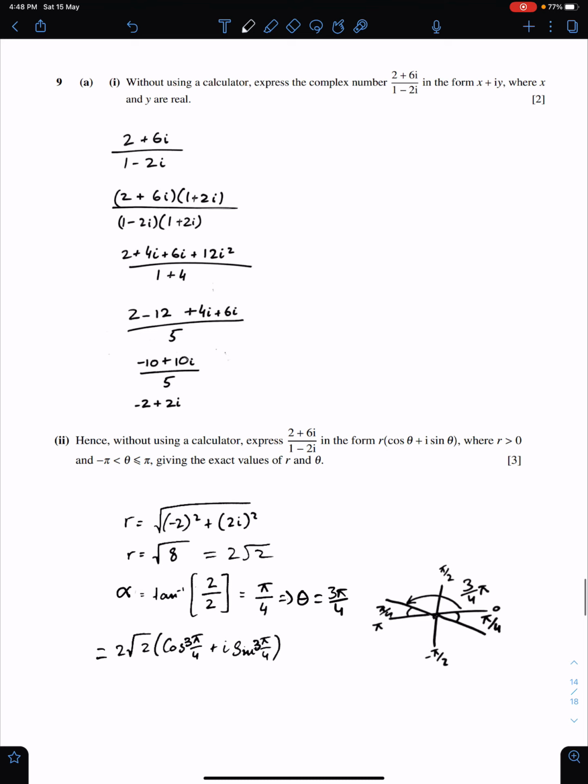Question number 9. Without using a calculator, express this complex number in this form. So you have to do the rationalization. When you rationalize this from the denominator, you'll get this thing, and this is the final answer. You can suppose this as z if you want. Let this be z.